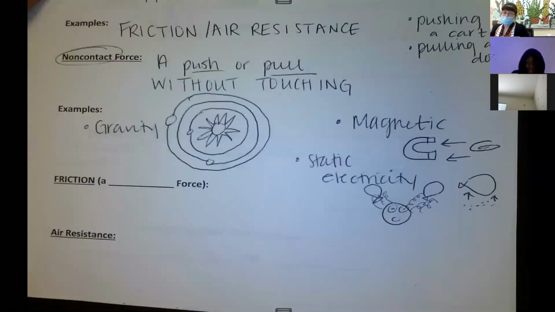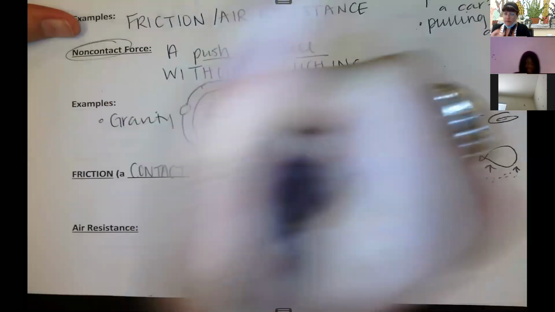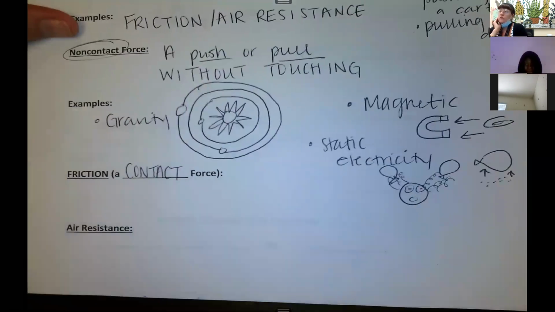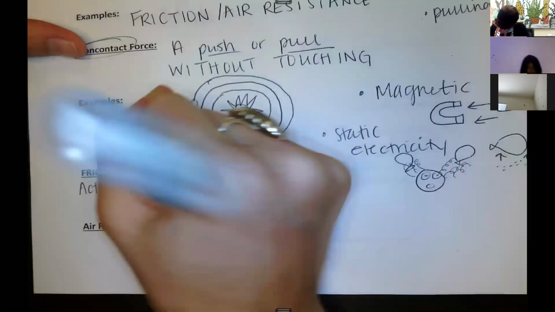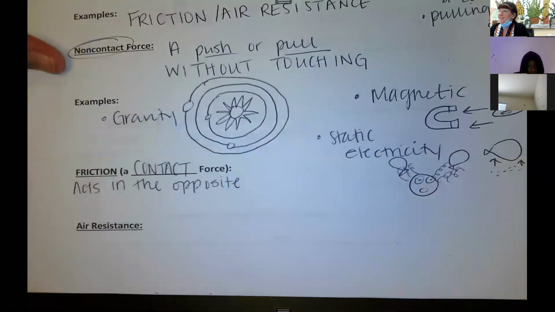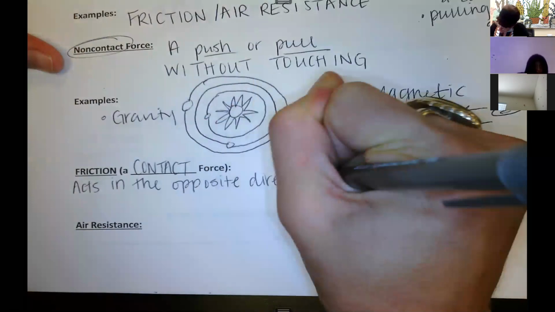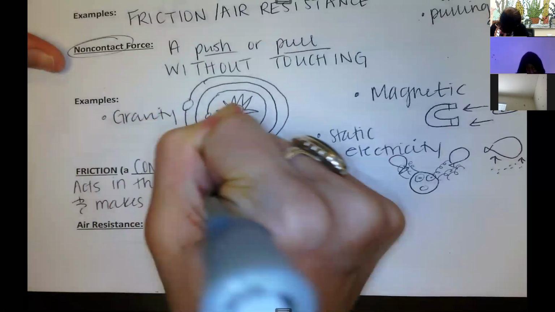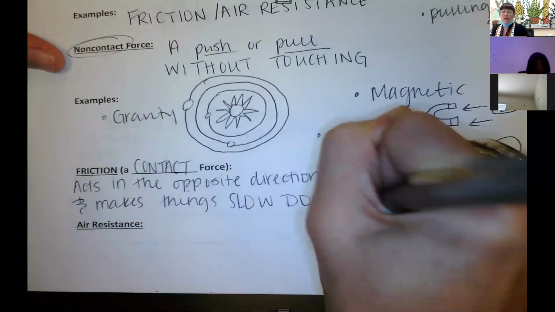Friction is a contact force. Does it act in the same or the opposite direction? Opposite direction. Very good. Acts in the opposite direction. It makes things speed up? No, what does it do? Slow down. Very good. It makes things slow down.